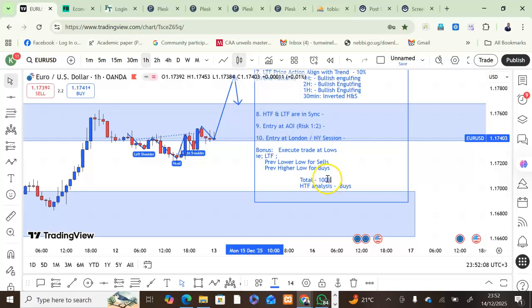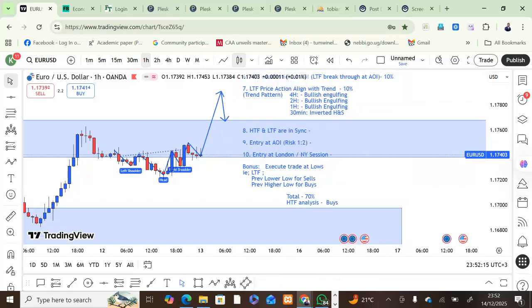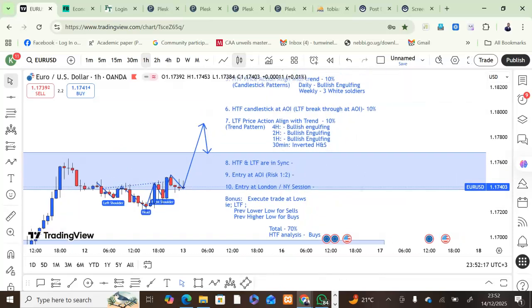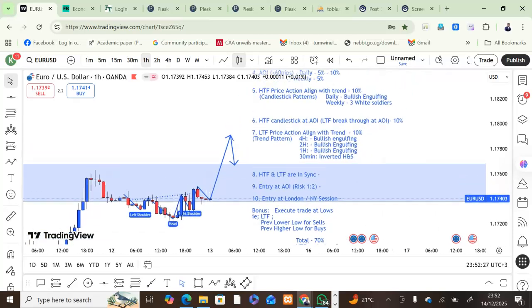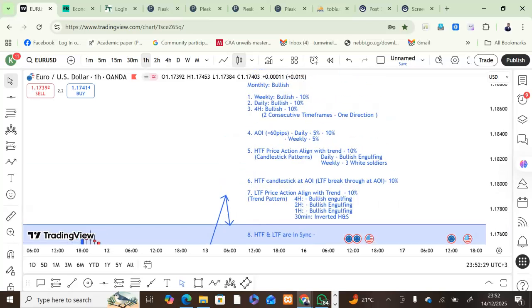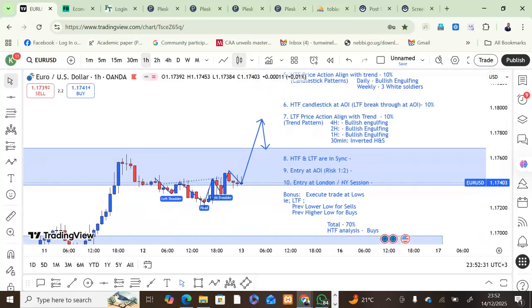So let's say it was 70%: you didn't enter at the London or New York session, you didn't take the trade at the area of interest, and HTF not in sync. That means you are not sure whether to take the trade; you've just bet on whether to enter or not. But you still have these confirmations, which means the trade is going to play out. But remember, when you enter in the Asian session, it's tiny candles that are going to move.